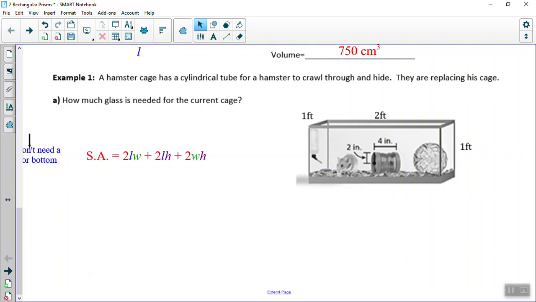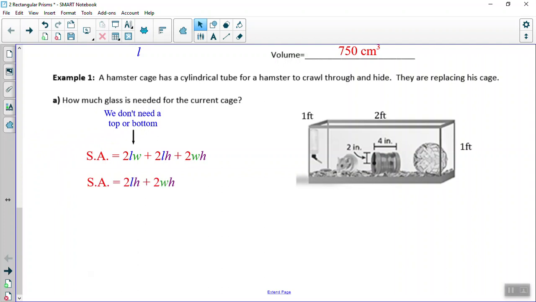All right, so here's our surface area formula. Okay? So we don't need a top or a bottom. The bottom's not glass, and the top is not usually glass either. So we're going to use this part here. My length and my width, I don't need those. So this whole section right here, I don't need, since I don't need a top or a bottom. I'm just replacing the glass, okay? These 4 sides here. All right, so my new formula then is I'm taking this part out.